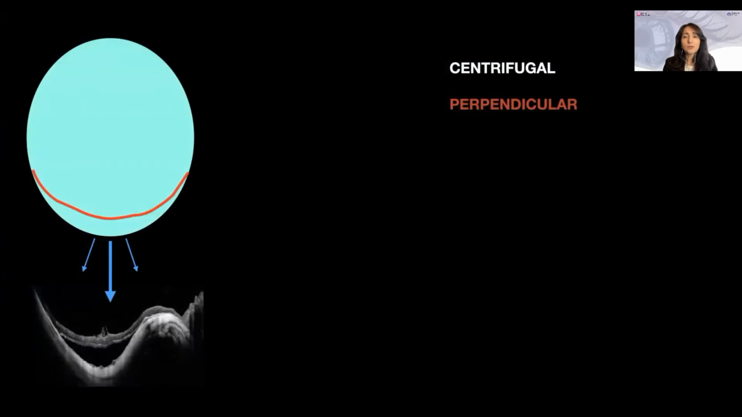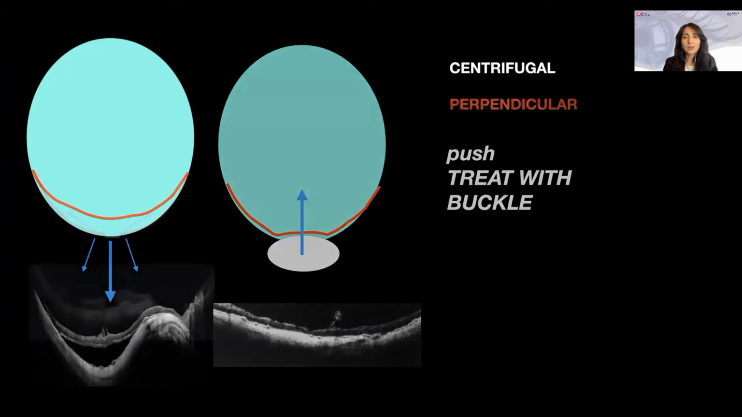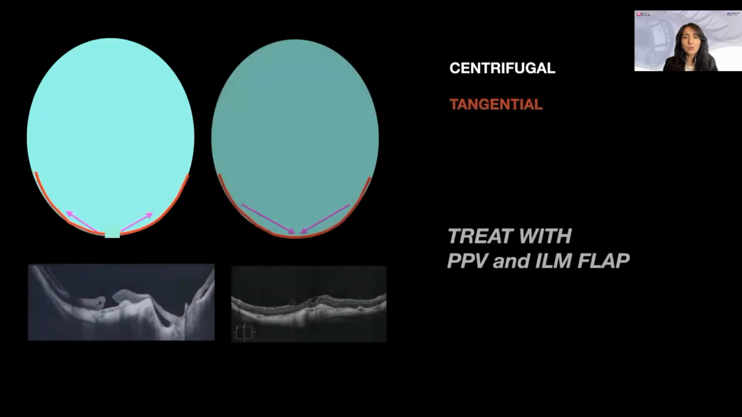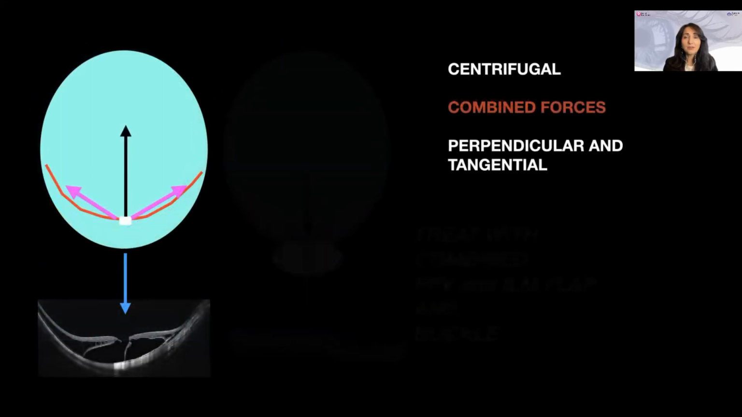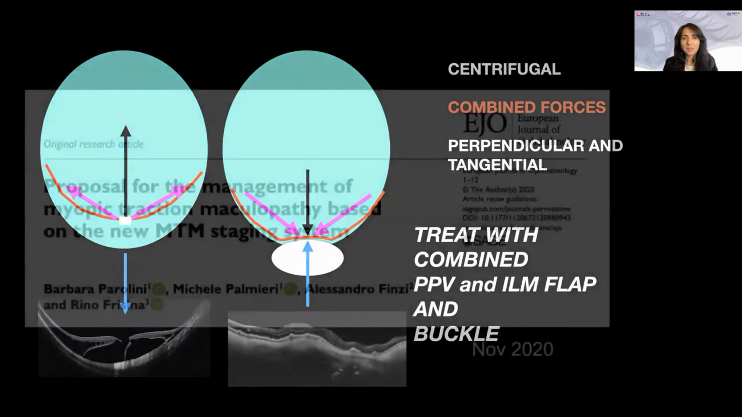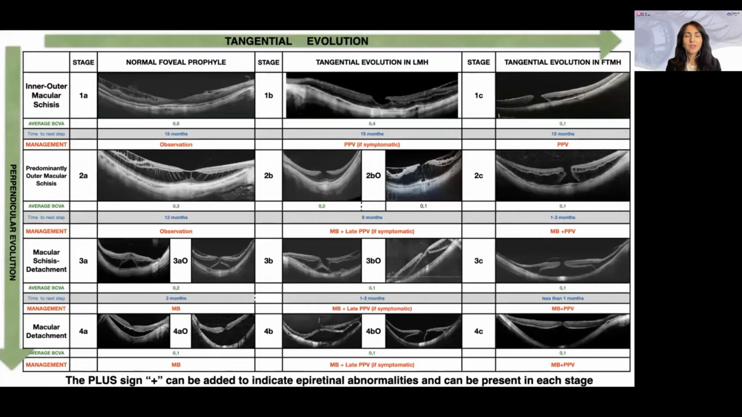If you have a centrifugal force detaching the sclera from the retina, you should push the sclera to the retina with the macular buckle. But if you have a macular hole, you should treat the hole with vitrectomy and ILM peeling and flap. If you have combined forces, combine the treatment. I have published the guidelines for management. And in fact, this is the same table enriched in red with what I suggest to do stage by stage.